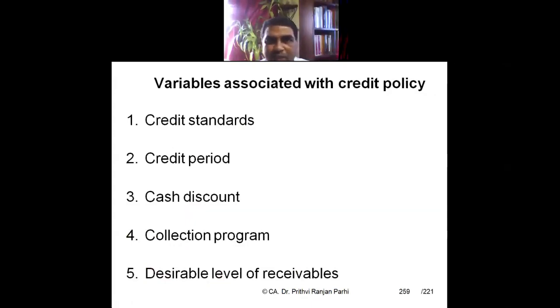Certain variables are associated with credit policy. You have to decide the credit standards, that means the general guidelines: how will you decide a customer to whom credit sales can be made?